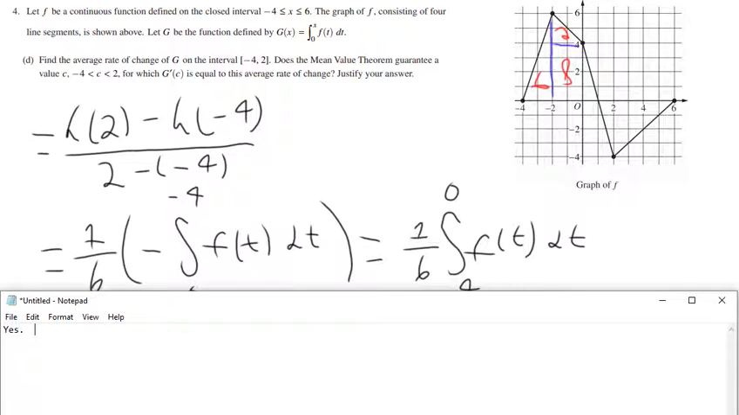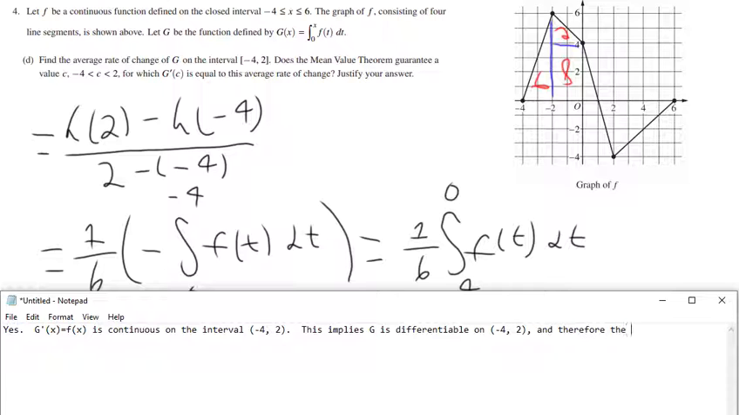because we know that g prime of x, which is the same as f of x, so I'll put that in here, is continuous on the interval from negative 4 to 2. And because the first derivative of g is continuous, that implies that g is differentiable on negative 4 to 2. And therefore, the Mean Value Theorem applies. And I think this answer would be okay.